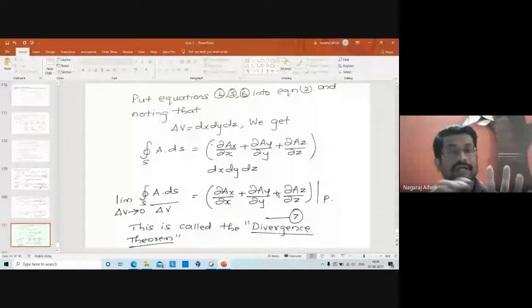That is, integrating the vector A with respect to the surface will give me the total flux, and if I integrate the divergence of A with respect to the volume, that will also give me the total flux. Both are one and the same. So LHS is equal to RHS. This is called the divergence theorem. Divergence theorem. Clear here, students?